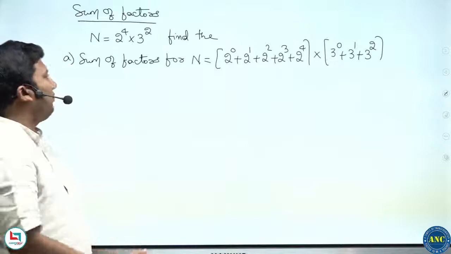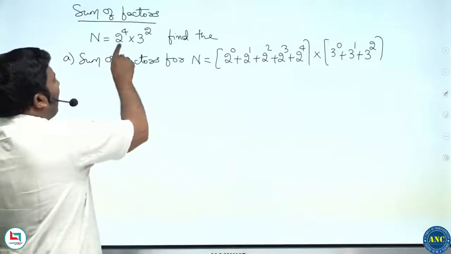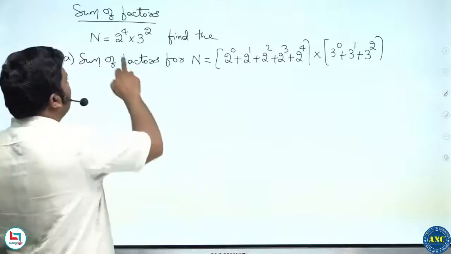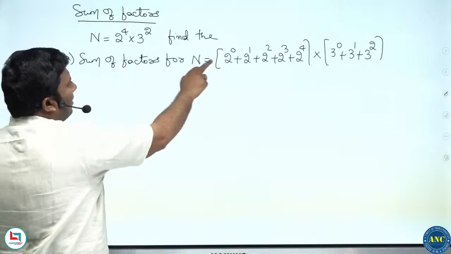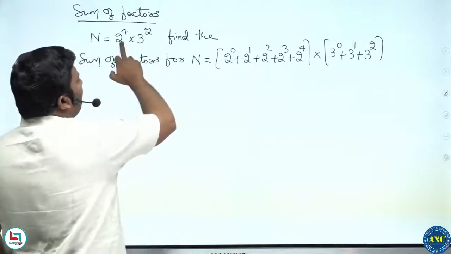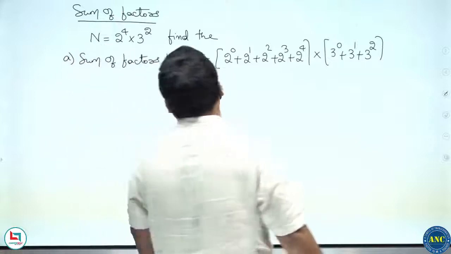Sum of the factors for a given number is given by the below steps. Step number 1, write the number as a power of prime bases. Step number 2, start from the lowest power of the prime base, that is 0. Keep on adding till the power which is present. Go to the next prime base and continue the process.